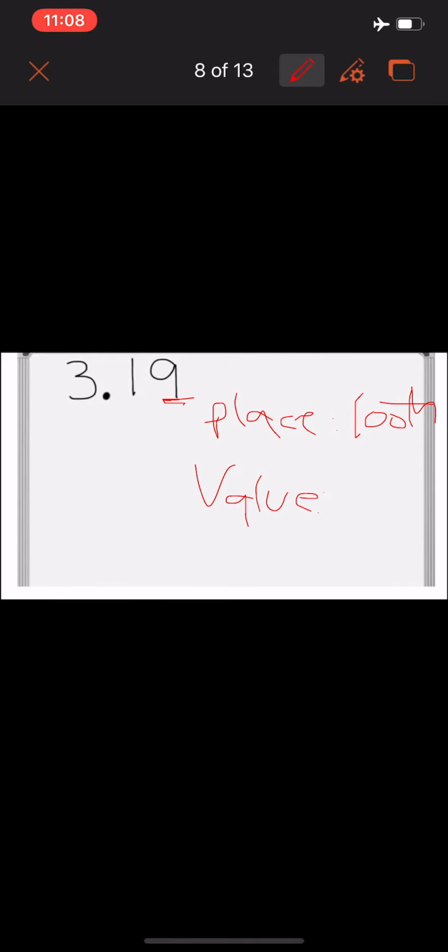How can you read it? 9 hundredths. Because the 9 is in the hundredths, I will write it 9 hundredths. If the 9 is in the tenth, I will write it as 9 tenths. Simply. So because this 9 is in the hundredths, I will read it 9 hundredths. So now I will write it here in the value like the way I read. 9 hundredths. So this is the value of the 9, right?